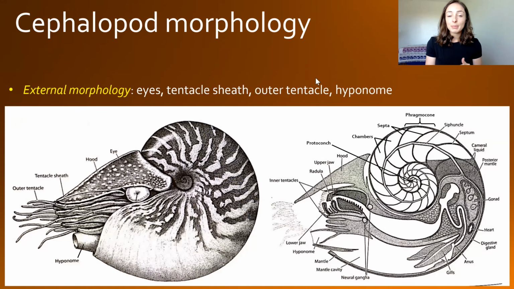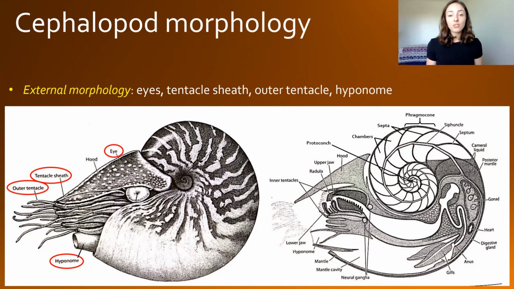But now that we have some of the basic background information over cephalopods out of the way, let's move on to morphology of cephalopods. Here we can see that in terms of the external morphology of cephalopods, they have eyes, which are actually very well developed, and they are adapted to see very well in the dark so that they can go down to very far depths in the oceans. They also have the tentacle sheath and their outer tentacles that come out and grab prey or are used to maneuver themselves around. Additionally, they have a hyponome, which is how they can propel themselves to swim.